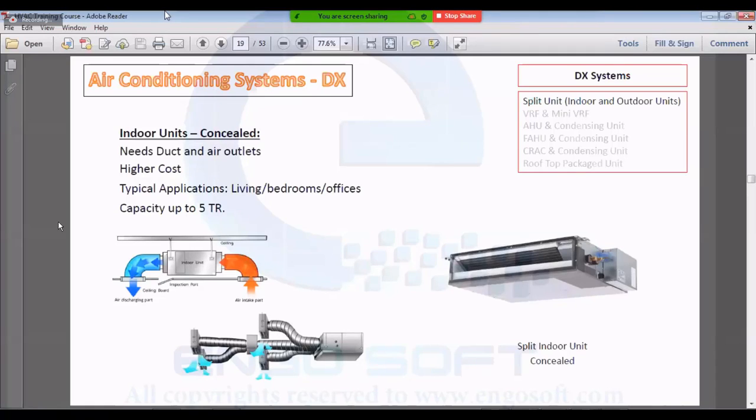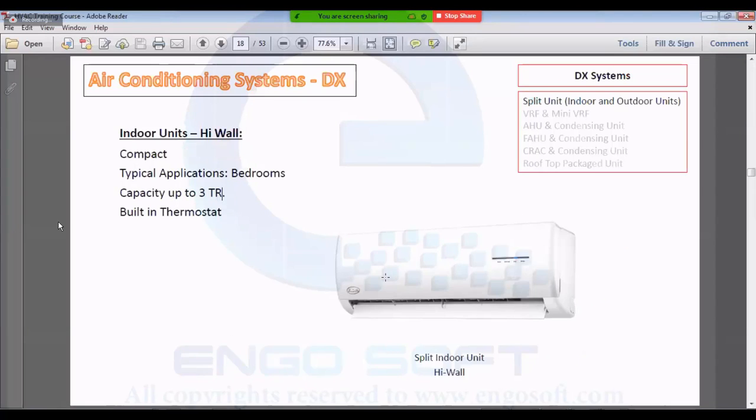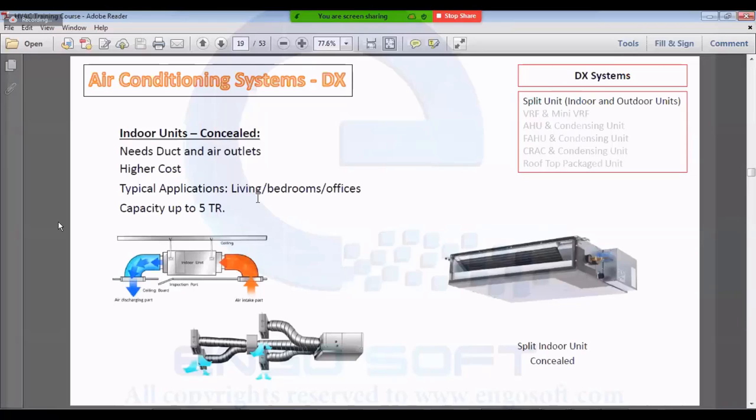So this unit can be exposed. What is meant by exposed? Exposed like this, you see the unit. Concealed is, no, you can't see the unit. The unit will be mounted above the ceiling, and there will be supply and return duct. So it needs duct and air outlet.